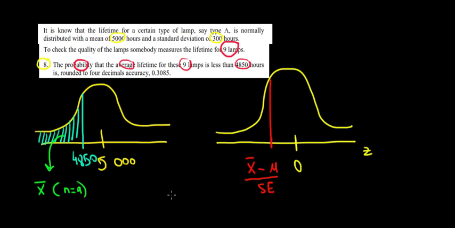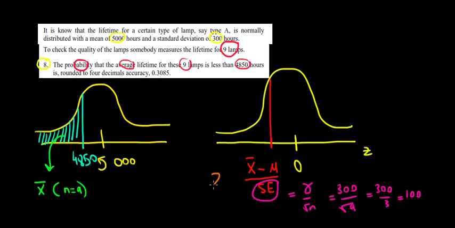So the standard error is equal to the standard deviation divided by square root of n, which is equal to the standard deviation of 300 divided by square root of 9 observations, which is 300 divided by 3, and that's equal to 100. So the standard error is going to be equal to 100. Now we can calculate the z value over here. We can do it right below it.